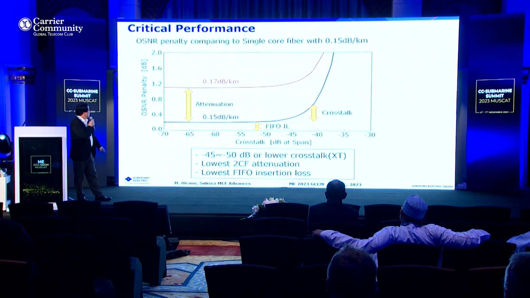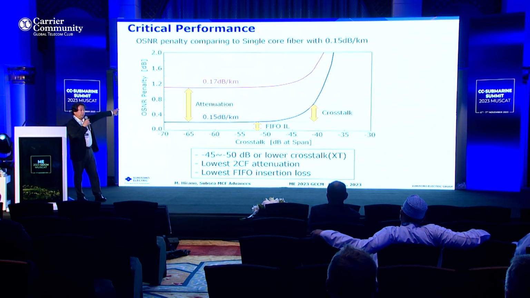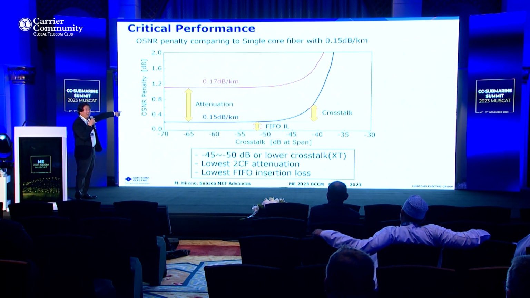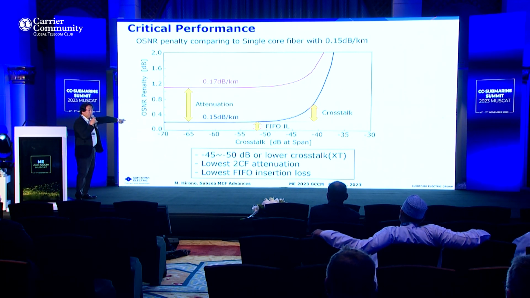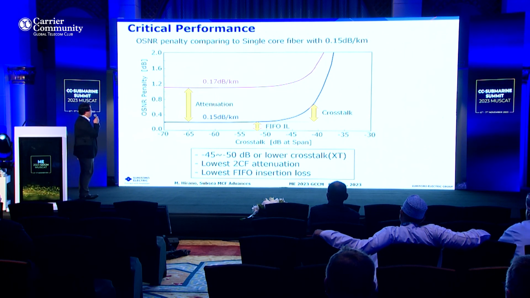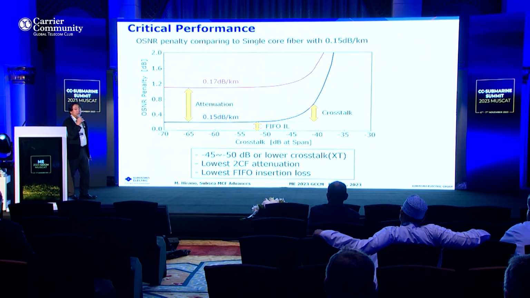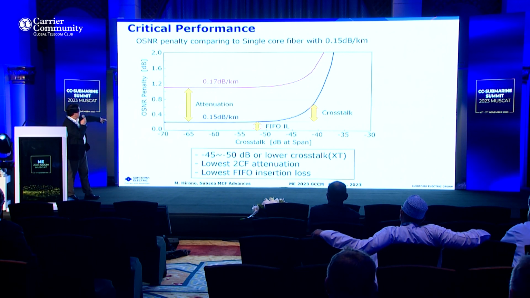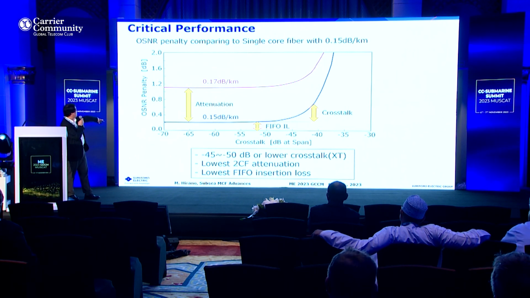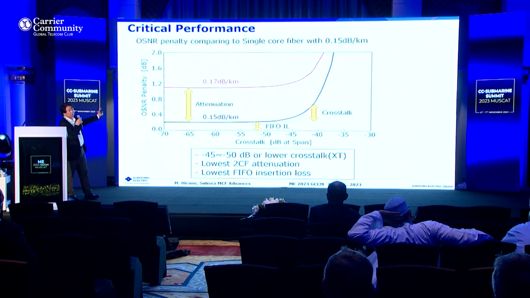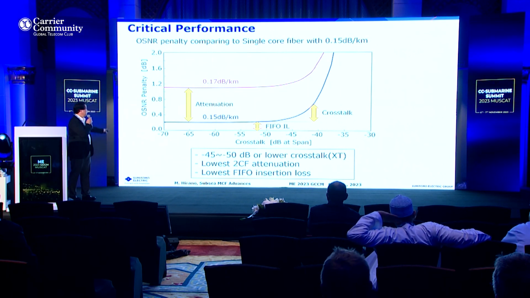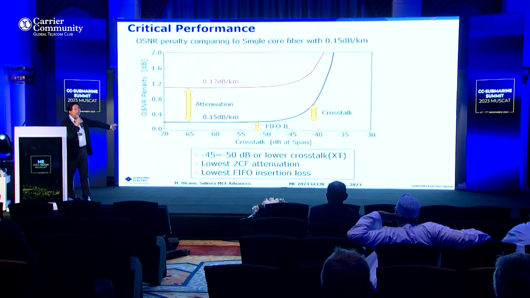And also, the attenuation of the fiber itself is very, very important. If we compare 0.17 dB per kilometer core fiber attenuation, this is still not very high, to 0.15 dB per kilometer core fiber attenuation. Yes, this is a very low attenuation. It is equivalent to today's single core fiber attenuation. The penalty is around 1 dB or 0.9 dB. This is huge compared to the crosstalk. So the important thing is the lowest attenuation of the 2 core fiber.